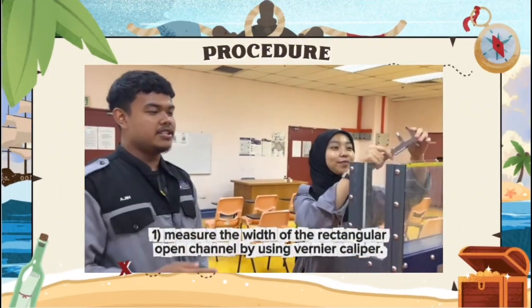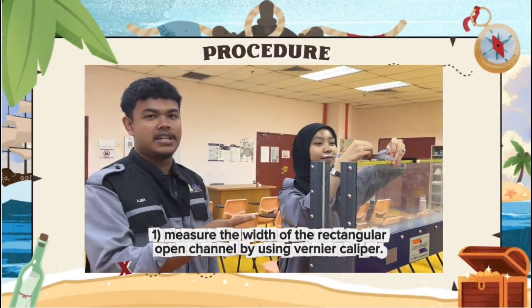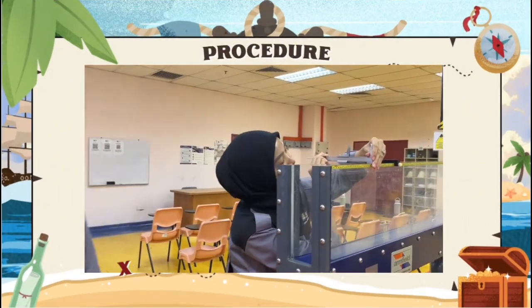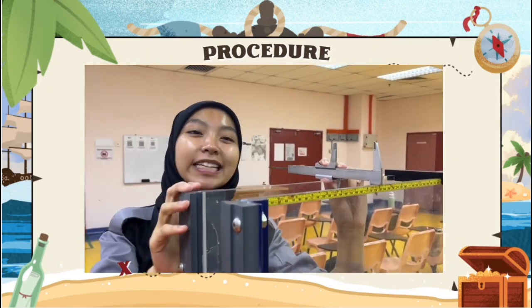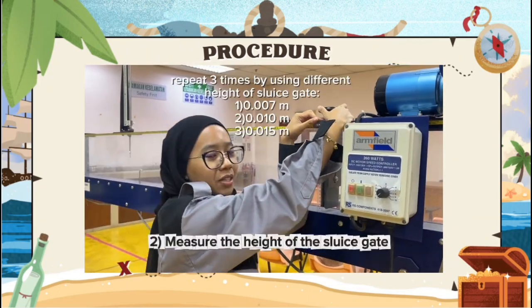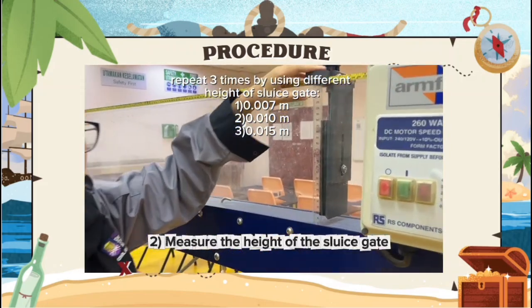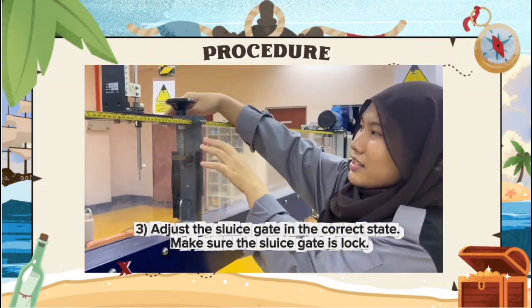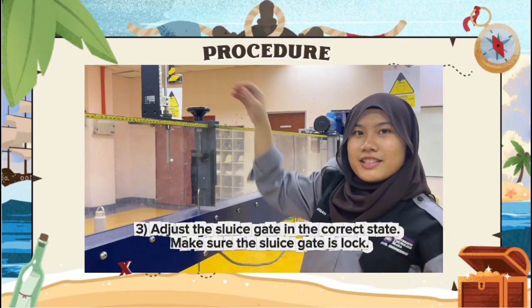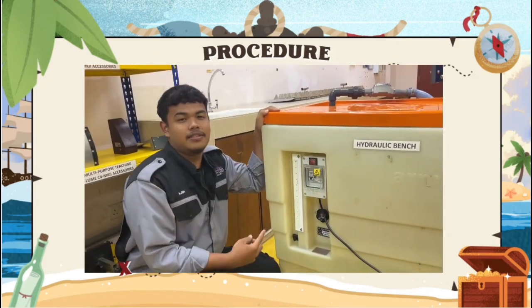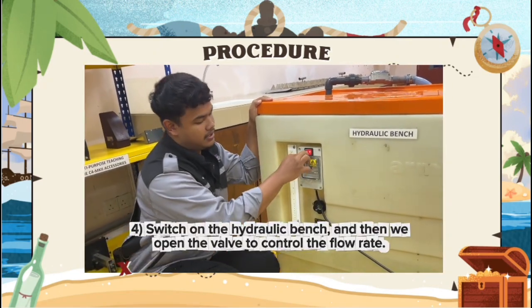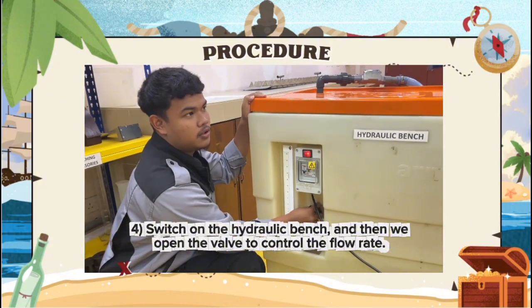The first step to conduct the experiment is to measure the width of the rectangular open channel by using the vernier caliper. As we can see, the width of the rectangular open channel is 7.8 cm. Next, we measure the height of the sluice gate. After that, adjust the sluice gate to the correct position. Make sure the sluice gate is locked afterwards. Next, we switch on the hydraulic bench and then we open the valve to control the flow rate.